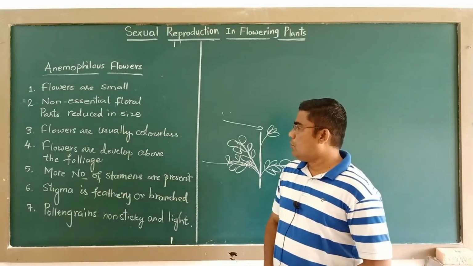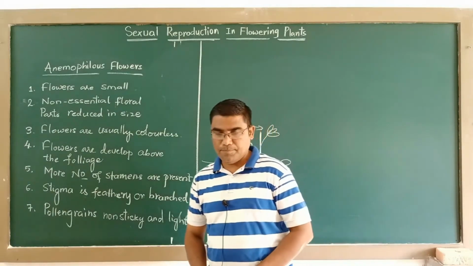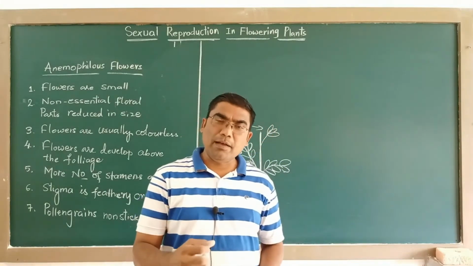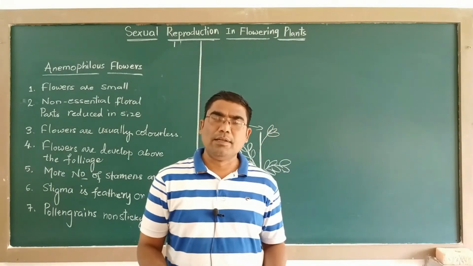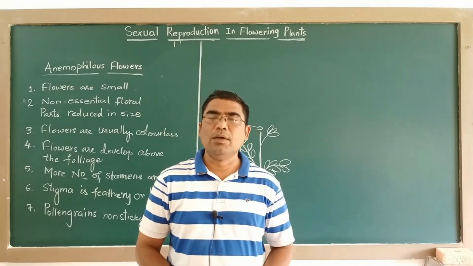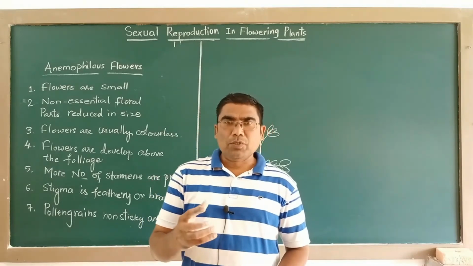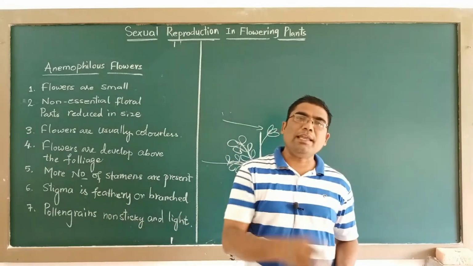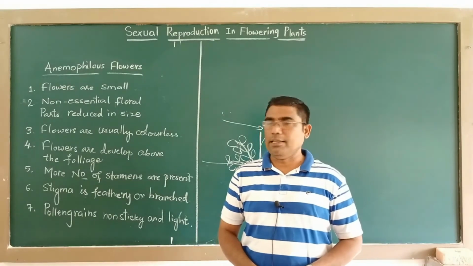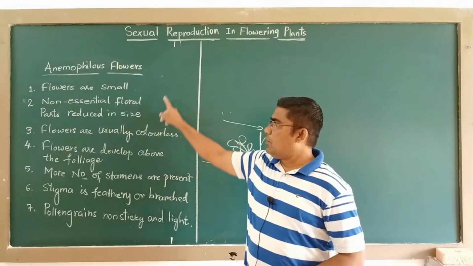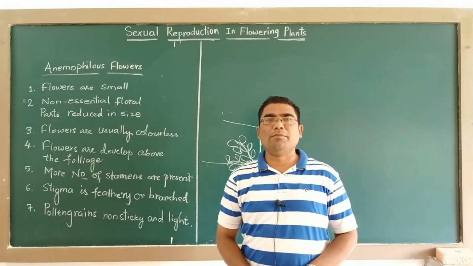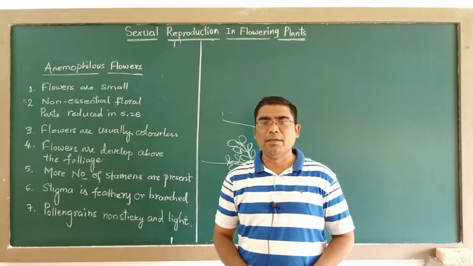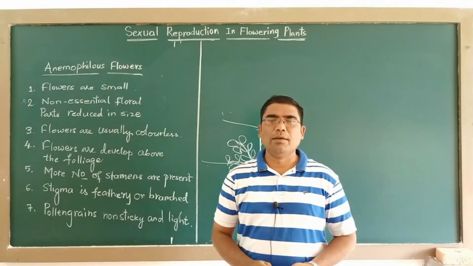Whereas next, when we observe, more number of stamens are present. Flowers commonly produce more number of stamens. If the number of stamens increases, of course the number of pollen grains also increases. Suppose more pollen grains are present in the flower, wind can carry the pollen grains very easily. Because of this reason, anemophilous flowers commonly produce more number of stamens to produce more pollen grains. This becomes very easy to release the pollen grains into the wind.